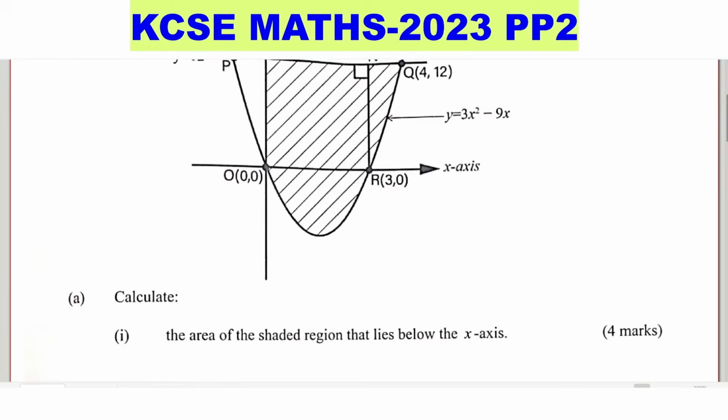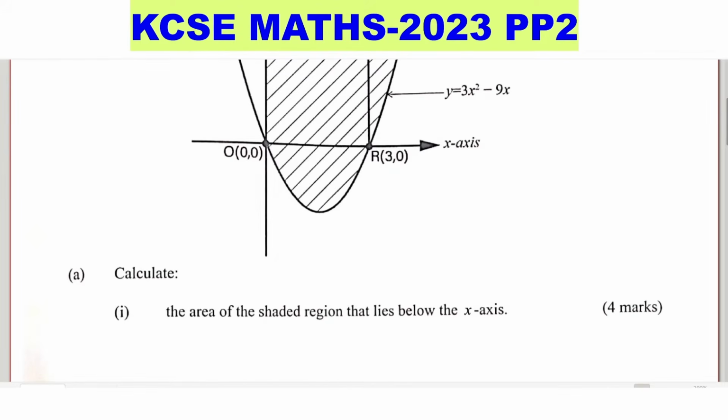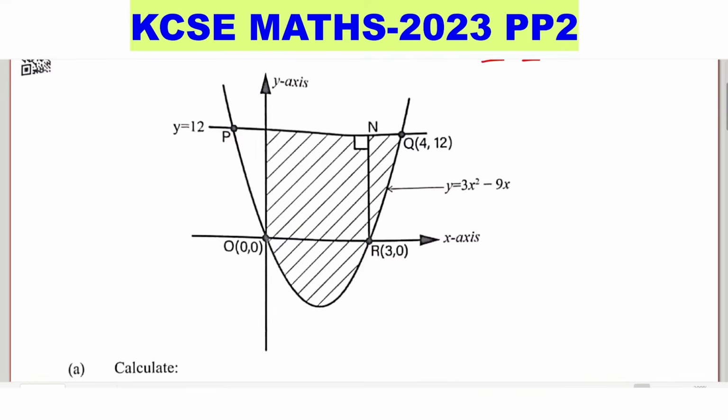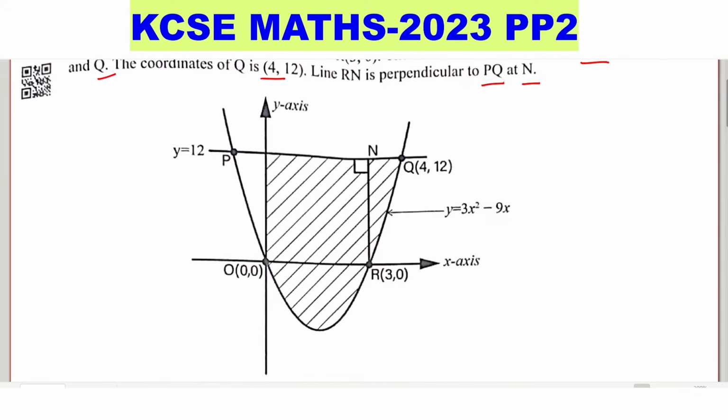Let's go to part A of the question. Calculate 1, the area of the shaded region that lies below the x-axis. So let's identify that area. So the required area is here, the one that I'm shading here. So this is the required area.